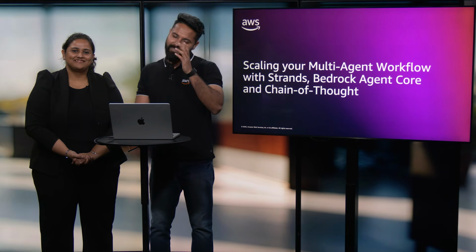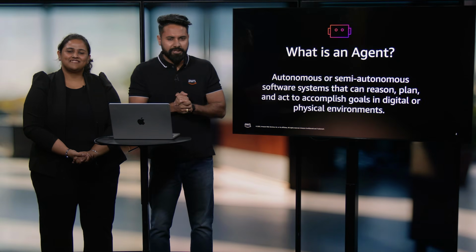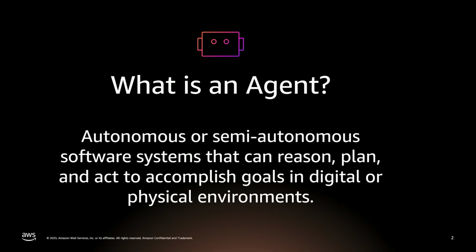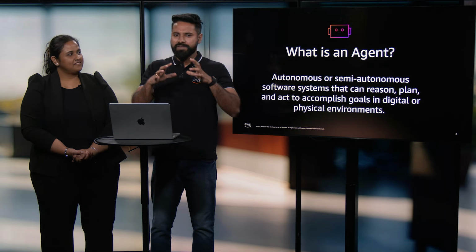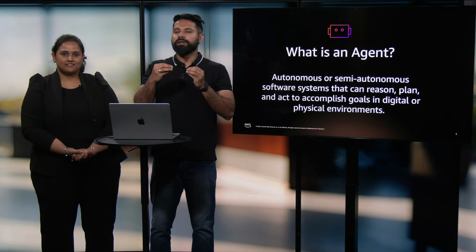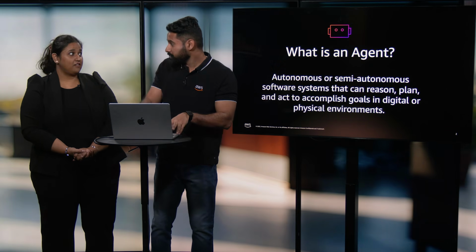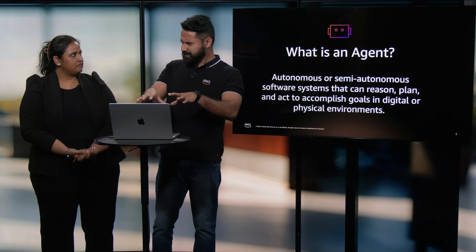So I want to know, what is this agent? What is Strands agent? I don't know. Oh, that's great. I'll tell you. So what is an AI agent? An agent is basically a piece of code. It's a software which has a particular set of tasks to do. Now, it can accomplish this goal in a physical environment or a digital environment. You can deploy it. You can run it on your local machine. You can put it on production. It all works fine.